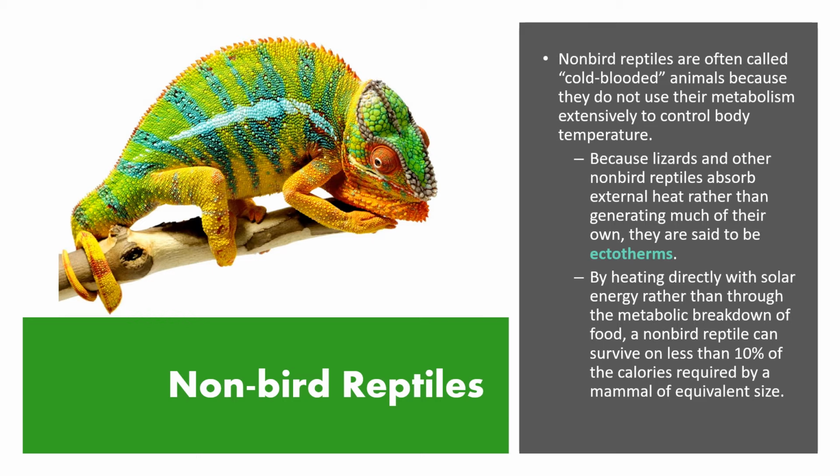Now, because they do not use their metabolic processes as a way to keep their body temperatures warm, they actually don't need as much food as something like a bird or a mammal. So they will survive on less than 10% of what would be needed for a similarly sized mammal. So if you have a lizard and a mouse, the mouse is going to need a much higher amount of food compared to the lizard, because the mouse is going to need to keep a constant body temperature, does not absorb heat from its environment, but a lizard is going to do that. And so they don't eat quite as much as we do.